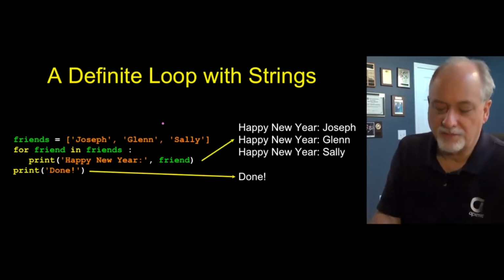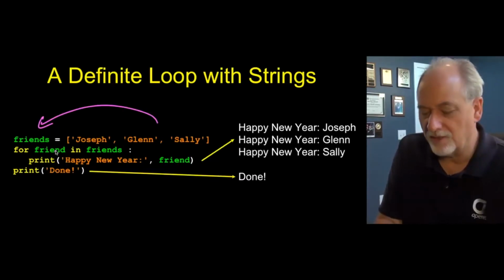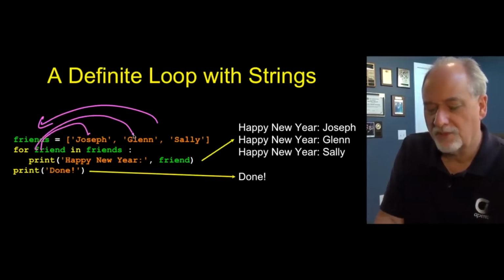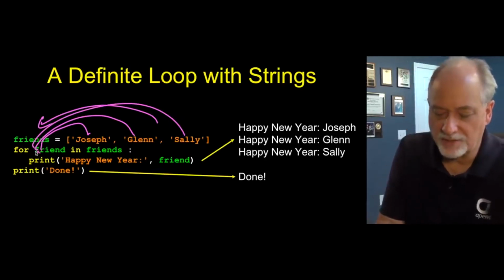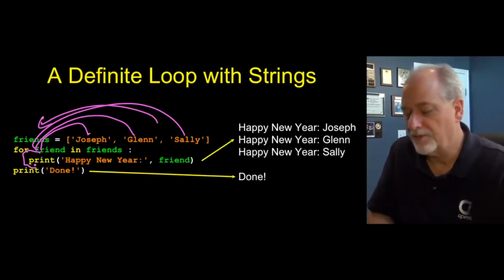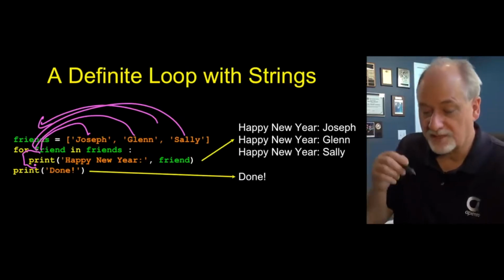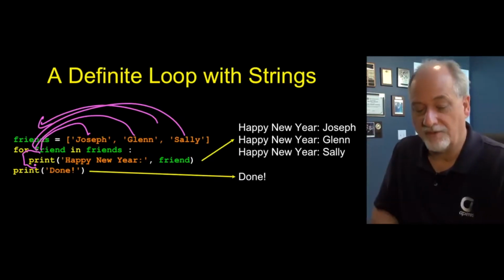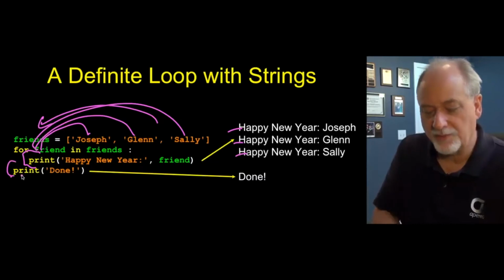So you can loop through a variable. We're going to take this list of 3 strings and stick it in friends, and friend is going to iterate through that. The first time through, friend is going to be Joseph. Second time through, it's going to be Glenn. Third time through, it's going to be Sally. That just says run this indented code 3 times. Each time the variable friend takes on a successive value that's in the friends list. So it says happy birthday Joseph, Glenn, Sally, and then we come out of the loop and we print done.